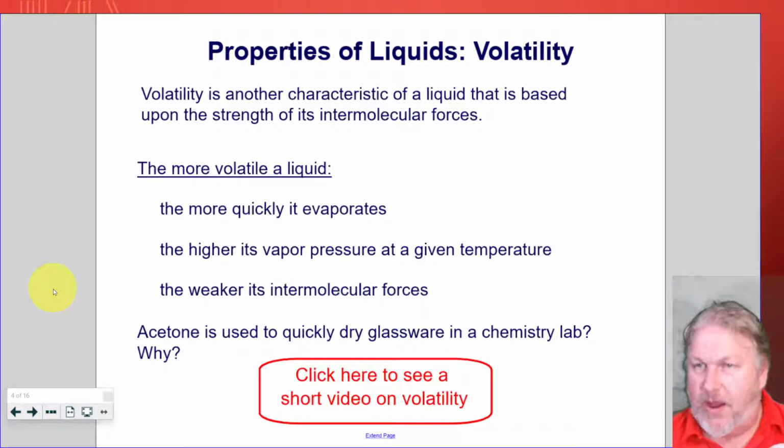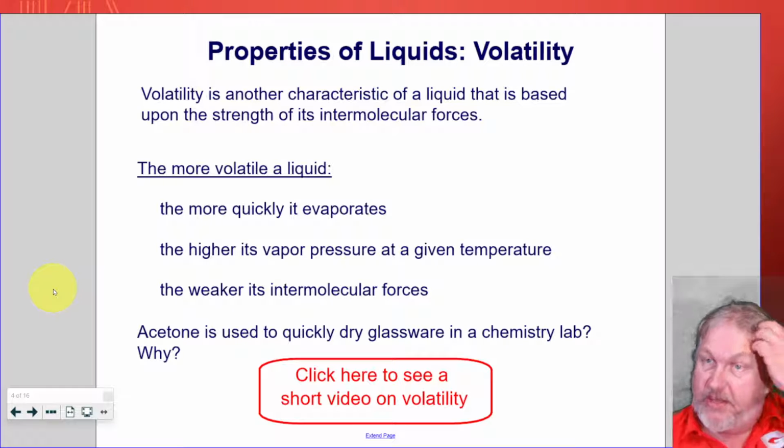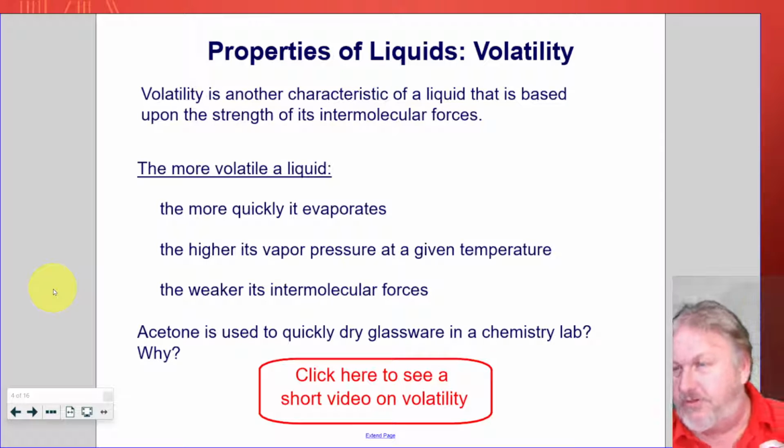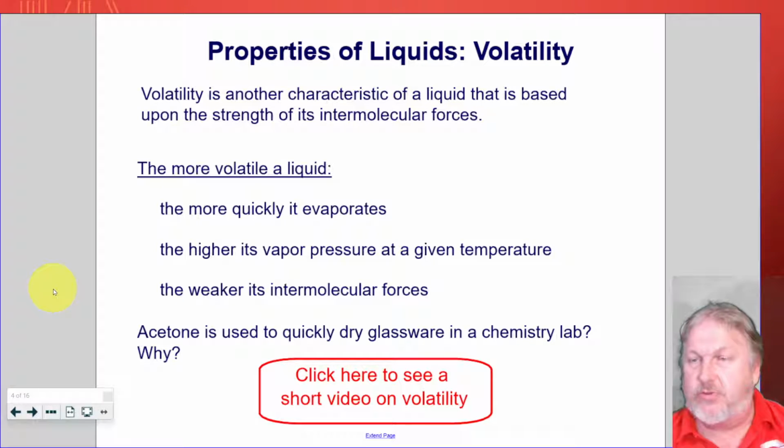So, some properties of the liquid. All right. Volatility is another characteristic of that liquid that's based on the characteristics of its intermolecular forces. Now, the more volatile a liquid, the more quickly it will evaporate. It's going to have a higher vapor pressure at a given temperature, and the weaker its intermolecular forces are going to be.